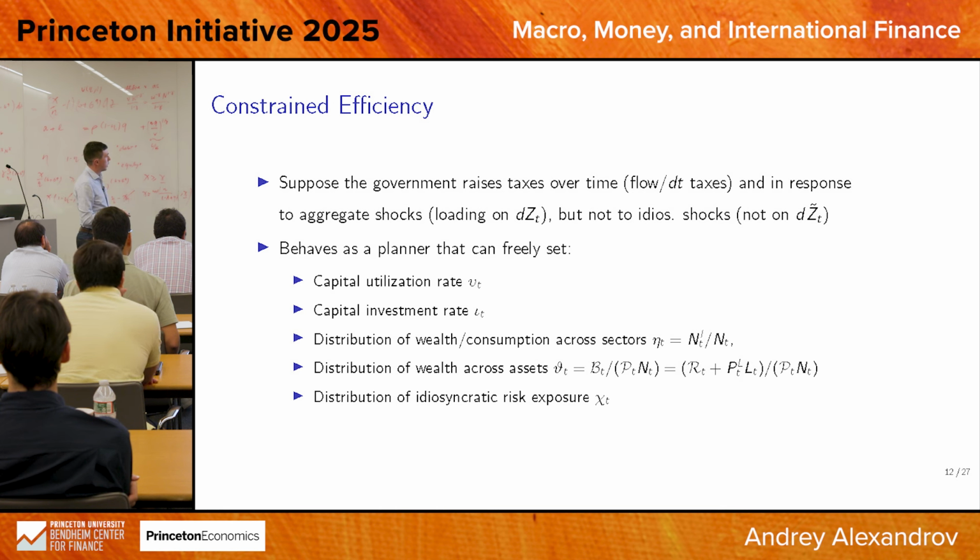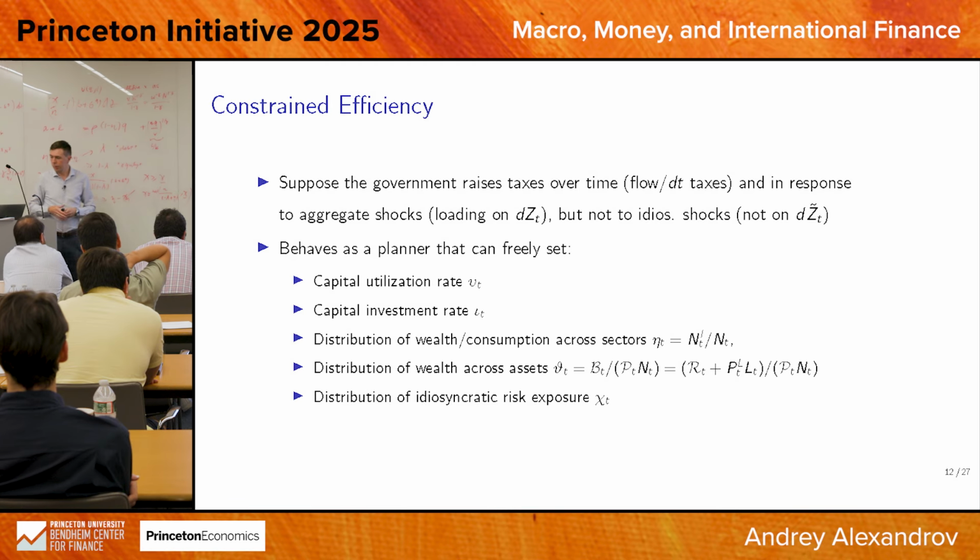The same you can do with the distribution of wealth across assets. So again, vartheta that you have seen before is going to be the wealth share that goes into nominal assets. Now remember, nominal assets consist of reserves and long-term bonds. You can pick any path of that. And you can also choose the distribution of idiosyncratic risk exposure chi. So remember how much households offload is this chi. As this kind of government, you can dictate that. But still, the agents in this economy will still be subject to idiosyncratic risk, but at least you can choose how much of that idiosyncratic risk there is and how it is distributed between the two sectors.